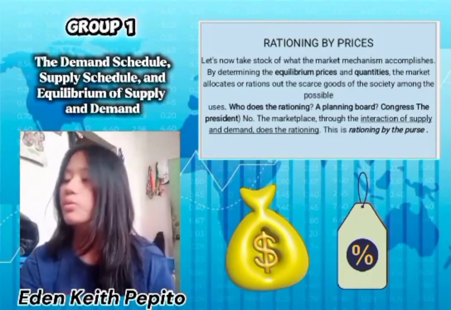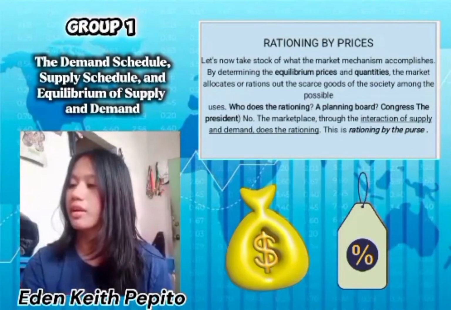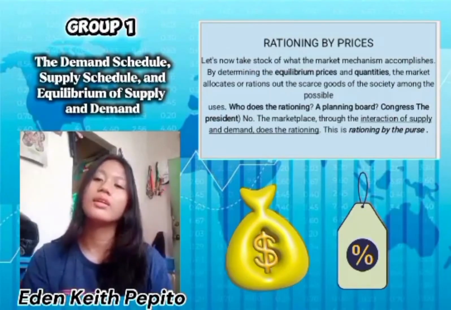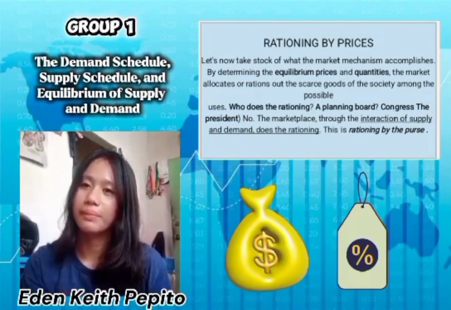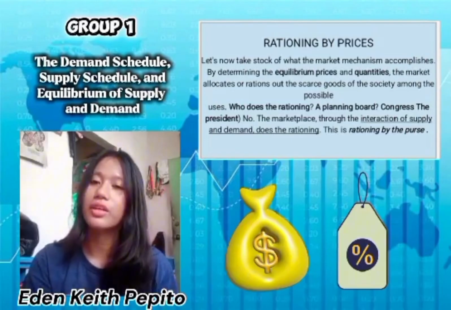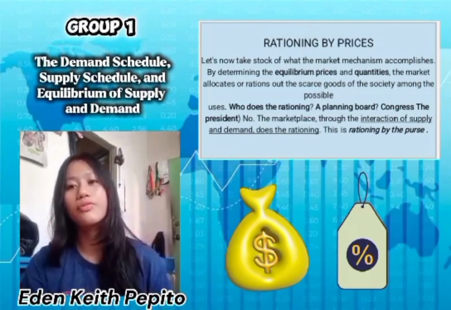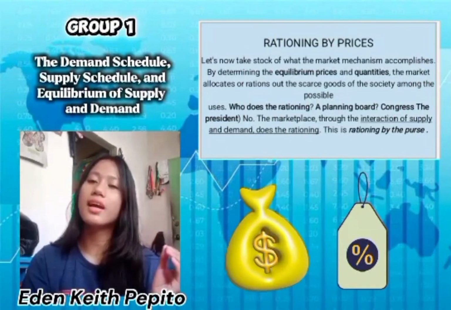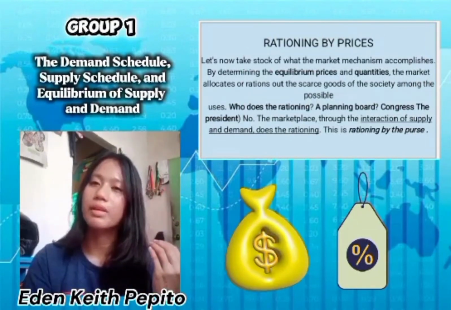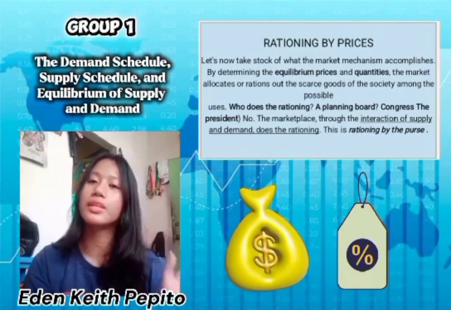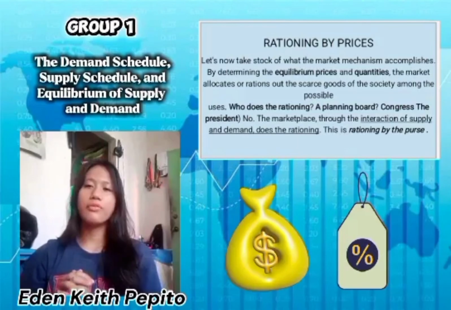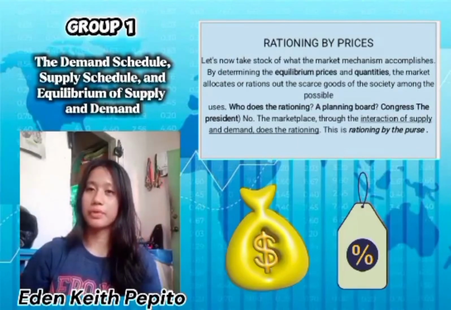Now, who does the rationing? A planning board? Congress? The president? No. The marketplace. Kung saon? Through the interaction of the supply and demand. So, ang marketplace, siya ang mubuhat aning rationing through the interaction of supply and demand. So, it is often called as rationing by the purse.